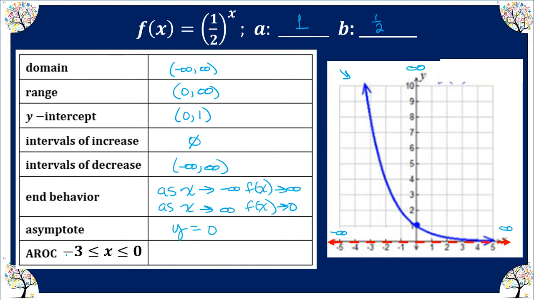This time we're finding the average rate of change, the slope between x being -3. So when x is -3, y is 8. And then when x is 0, y is 1. So this time we have a negative slope. So we're going down 1, 2, 3, 4, 5, 6, 7. And then to the right, 1, 2, 3. So we have -7/3.